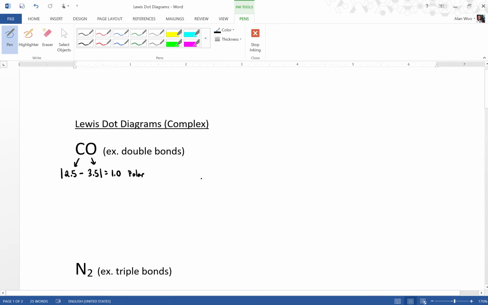Now, with carbon, because carbon has 4 valence electrons, normally we would put these 4 valence electrons like so. Oxygen requires 2 electrons from carbon because oxygen has 6 valence electrons. So 1, 2, 3, 4, 5, and 6.